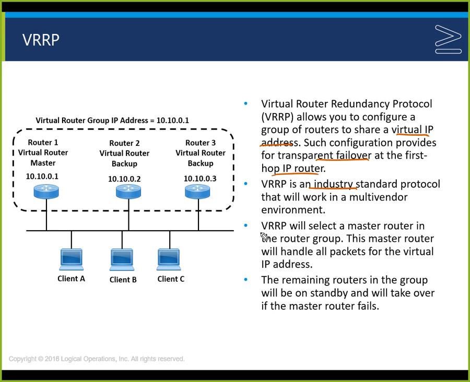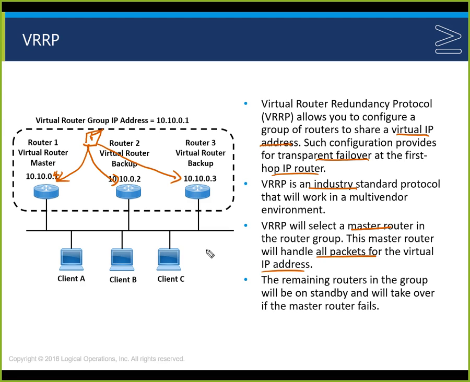HSRP is Cisco proprietary. Select a master router in the router group. It will handle all the packets for the virtual IP address. And I kind of don't like the way that they did this. I like to have my little virtual router in here, and maybe 2, 3, and this one's physical is 4, and this one up here is going to be 1, so that it is associated with this router until it goes down, and then it moves over to this router. If it goes down, it'll move over to this router, and on down until we run out of backups or standbys.